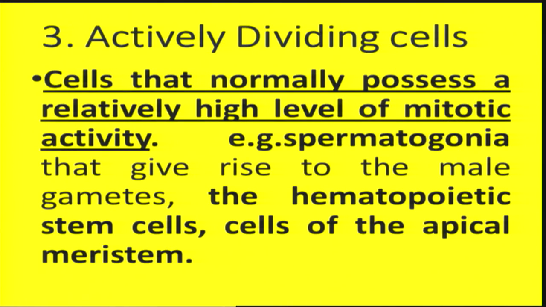Then there are actively dividing cells. These cells are normally constitutive, their activities are required too much in the body, and they will be high as far as mitotic activity is concerned. Examples of such cells are spermatogonia that give rise to male gametes or the sperms, the hematopoietic stem cells that give rise to the various kinds of blood cells in our blood, and the cells of the apical meristem. Sometimes these facts are also asked, which particular cells are normally active in the cell cycle.